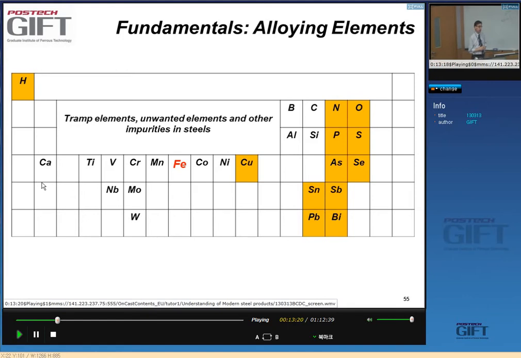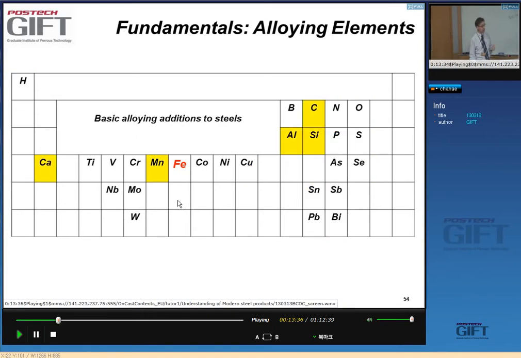So we don't really want them. They're unwanted. Very often we analyze for them in the industry because you want to make sure you're not contaminating your steel with, for instance, too high a level of copper. And all right, you have basic alloying elements to steel. And of course, some of these elements we've talked about reappear here.